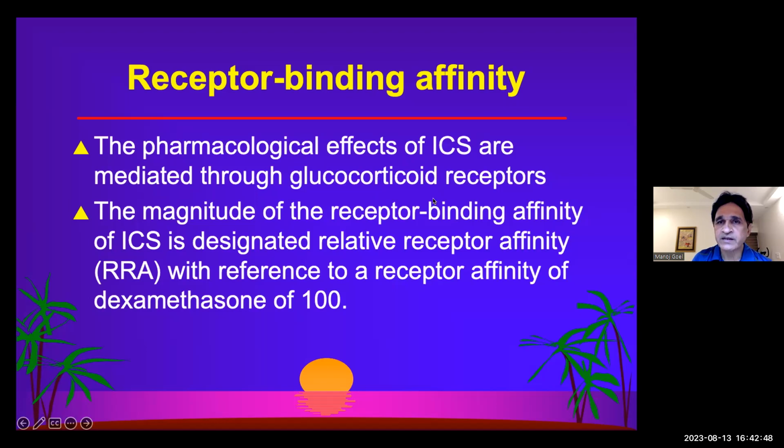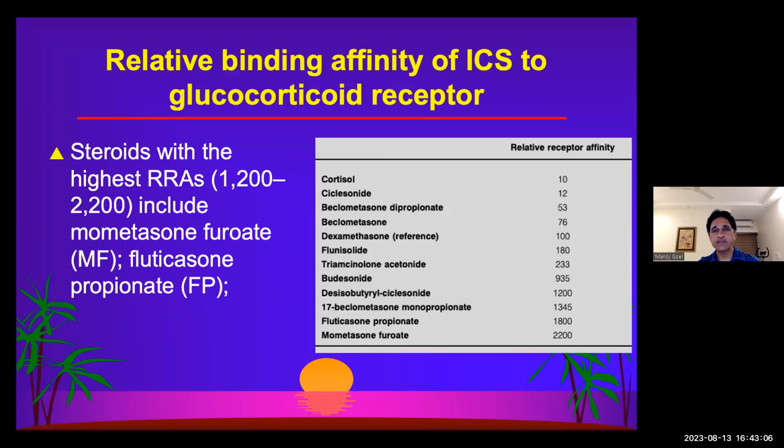So these receptors are there in the smooth muscles of the airways. The magnitude of the receptor binding affinity of ICS is designated relative receptor affinity, RRA, with reference to a receptor affinity of dexamethasone of 100. So dexamethasone has been given a receptor binding affinity of 100, and the other molecules are compared with that. So this is the list, and as you can see, dexamethasone, which is used as a reference, has a relative receptor affinity of 100.